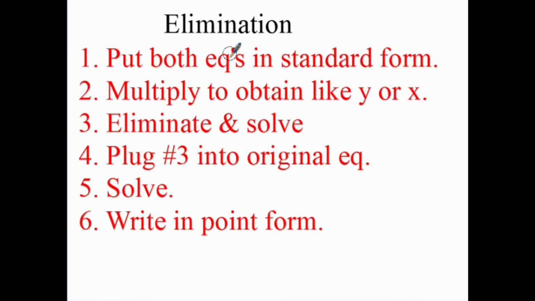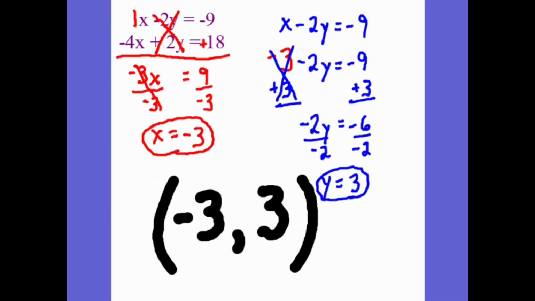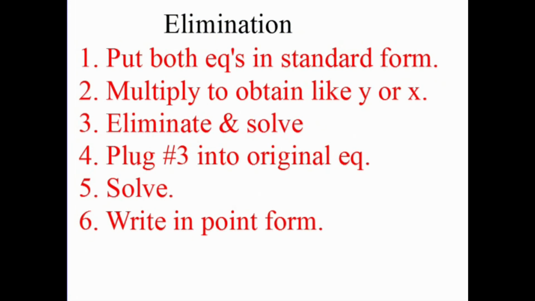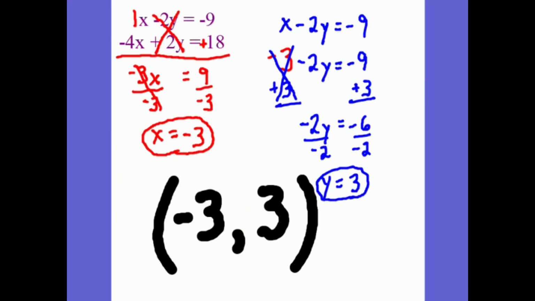First, we put both equations in standard form. It was done for us. Second, we multiplied to obtain a like x or y. Fortunately, we didn't even have to do that. The y's were both the same. You'll notice 2 and 2 were there on top of each other.